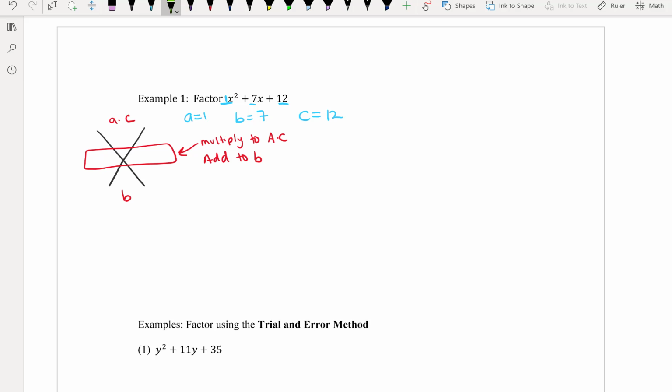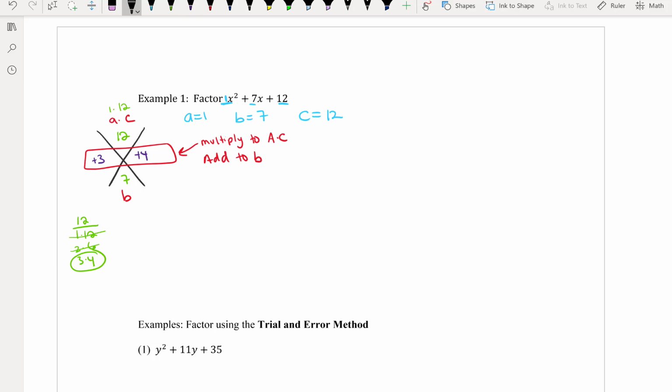So, okay, let's put this into play. A times C is 1 times my C value here, which is 12, so that would be 12. My B value is 7. So I want two numbers to multiply to 12 and add to 7. If you need to, you can make a chart. I know that 1 times 12 is 12, 2 times 6 is 12, and 3 times 4 is 12. So what combination is going to add together to give you a positive 7? 1 and 12 cannot give you 7. 6 and 2 cannot get you 7, but 3 and 4 can. So I'm going to change this to a positive 3 and a positive 4.